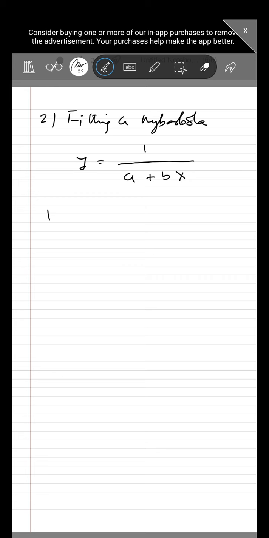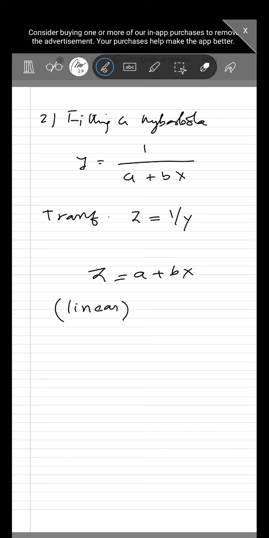Now here the transformation will be z is equal to 1 by y. So we put it, and simply you can see that z is equal to a plus bx. So we have again obtained the linear form. The basic idea is to obtain a linear form so that finding the coefficients becomes easier. So again we will use the linear regression relationship to find a0 and a1, and then use them to find the equation of the hyperbola.